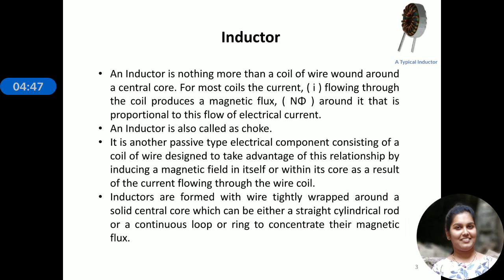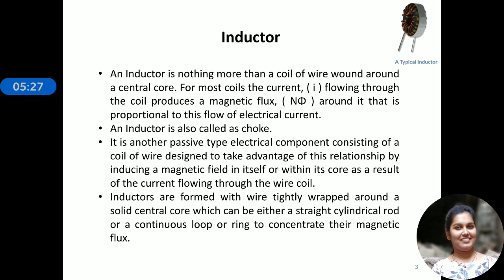So here an inductor is also called a choke. So a choke is also a passive type of electrical component consisting of a coil of wire, and it takes advantage of this relationship by inducing a magnetic flux in itself or within its core as a result of the current flowing through the wire coil. Okay, so inductors and chokes are one and the same, so they will work on the same property, that is nothing but development of magnetic flux.